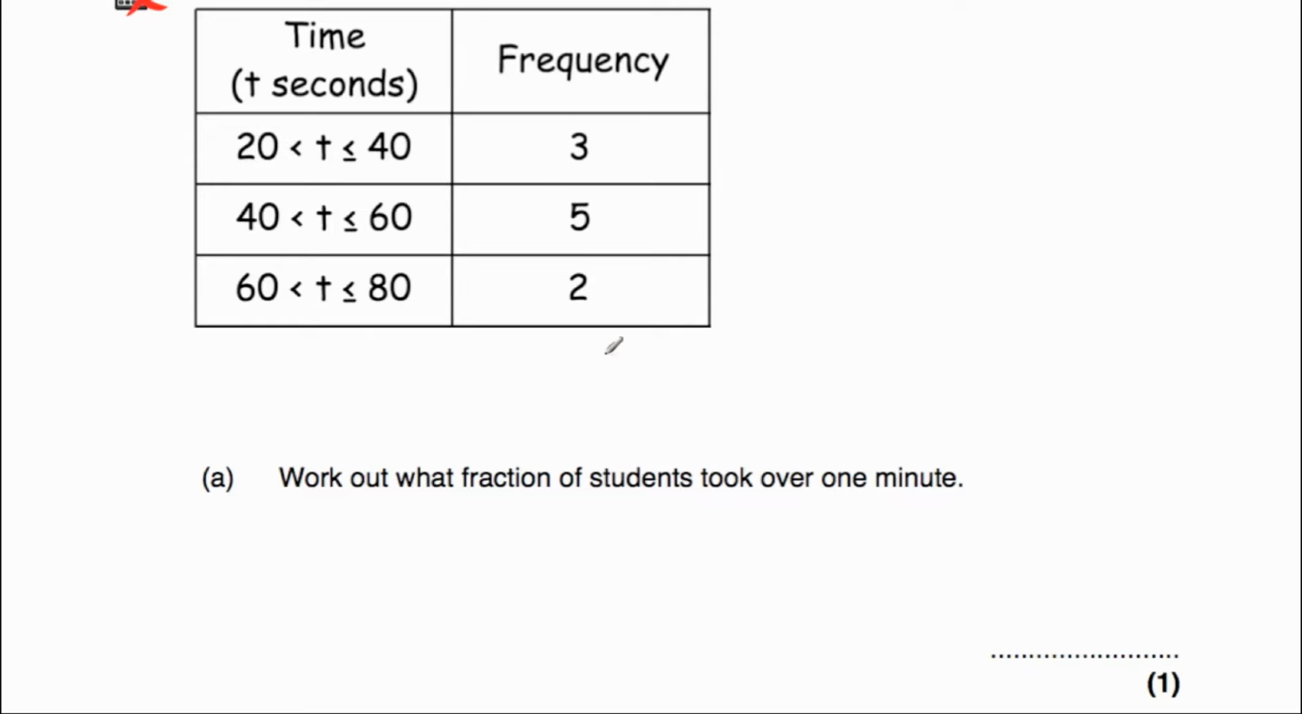So if we have a look, there's 10 students altogether, and over 1 minute, well, that is going to be the students that took more than 60 seconds. That's going to be these 2 students. They took longer than 60 seconds. So the fraction of the students that took over 1 minute would be 2/10, or if we simplify it, 1/5.